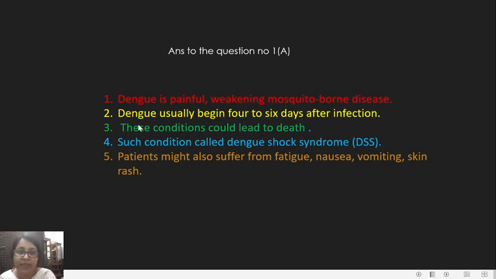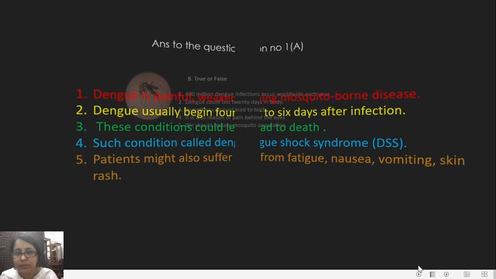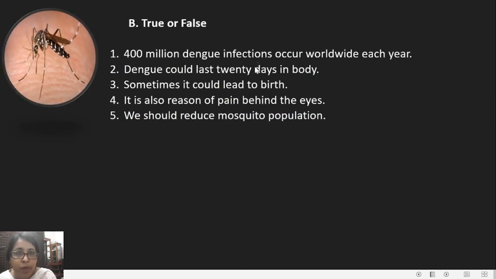This one first. Second, dengue usually begin 4 to 6 days after infection. This condition could lead to death. Fourth, such condition called dengue shock syndrome. And last, patient might also suffer from nausea, vomiting, skin rashes. So boys, you should write down all this in this way in exam time. Okay boys? Next, true and false.